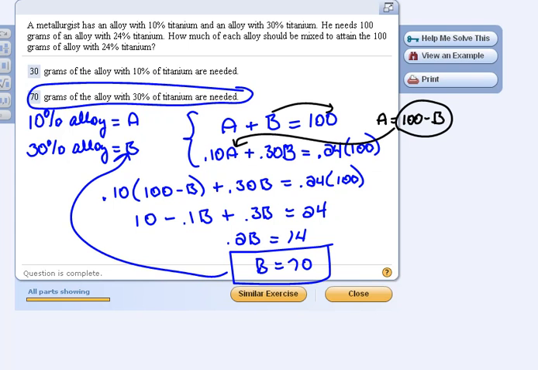Now if we know that together these two items are going to combine to give us 100 grams, well, if we have 70 grams of this alloy, then I need to add 30 more grams in order to make that 100 total. So that tells us that we have 30 grams of the 10% alloy. I hope this has helped. These are very confusing problems, but once you get the hang of it, you realize that it's really the same problem with just different numbers every single time.